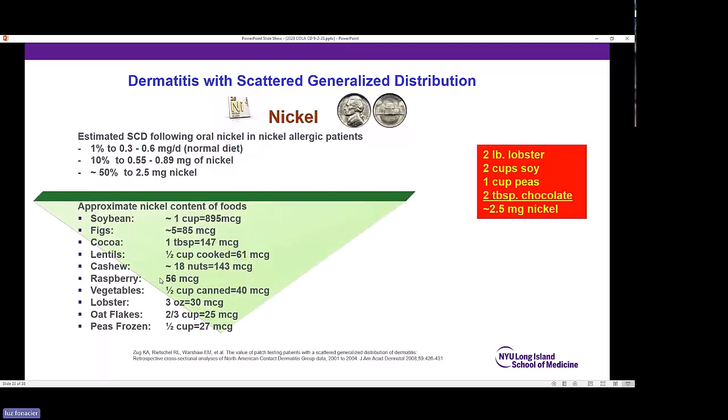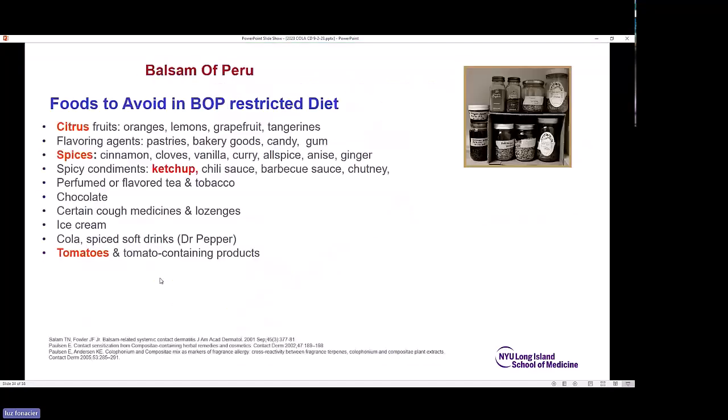So you had a 2-pound lobster, 2 cups of soy, 1 cup of peas, and 2 tablespoons of chocolate. That's 2.5 milligrams of nickel right there. And so 50% of patients who are nickel allergic may flare, may manifest as a systemic contact dermatitis. Balsam of Peru is even more common in many foods, citruses. In children, ketchup is the main issue. So for children who I suspect to have balsam of Peru, no ketchup, which is very difficult to avoid actually.